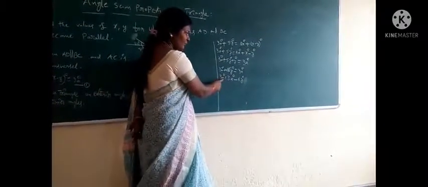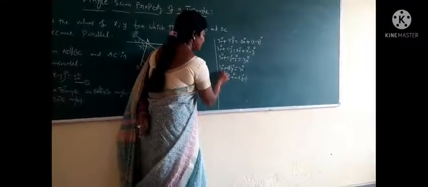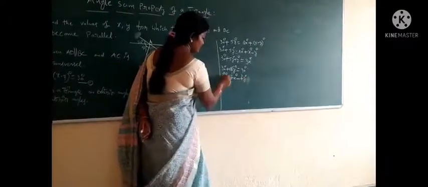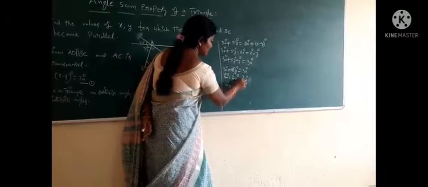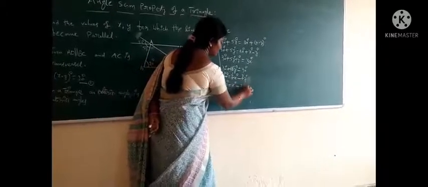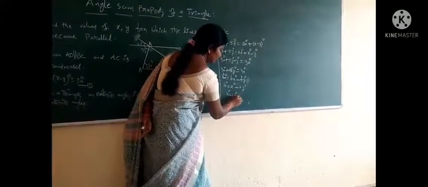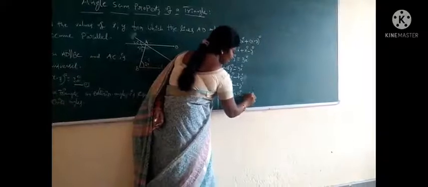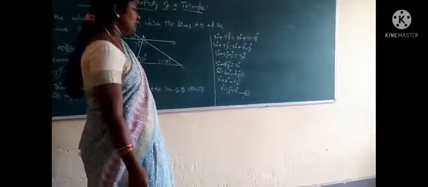Dividing both sides by 3. 3 tens are 30, 3 ones are 3, 3 twos are 6. 10 degrees is equal to x degrees minus 2y degrees. Therefore, x degrees minus 2y degrees is equal to 10 degrees. This is the second equation.